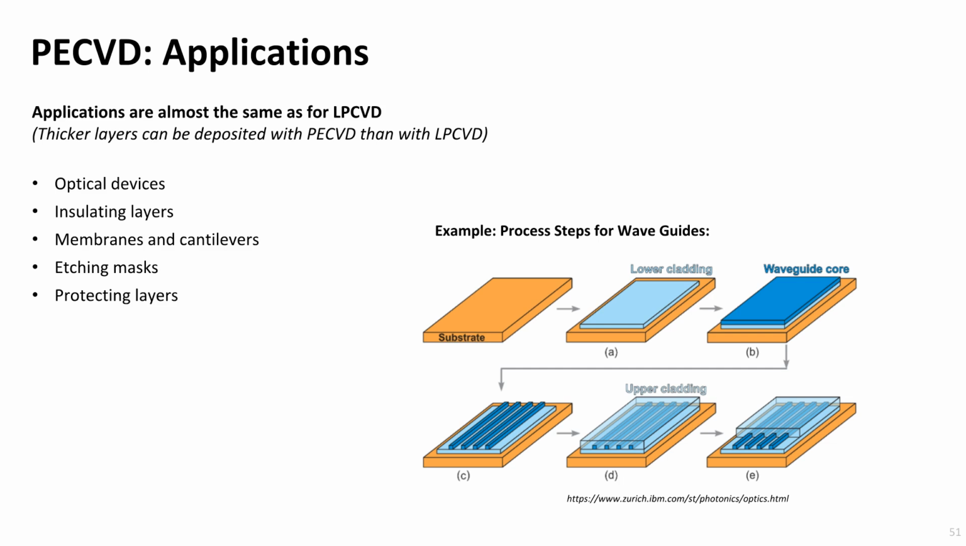The image shows the basic process steps for making waveguides. The substrate is coated with a lower cladding. On top, a waveguide core is deposited. After etching the waveguide core into lines, they are covered with another cladding layer. For the functionality of guiding light through waveguides, the core and the cladding material must have different refractive indices to guide the light along the lines.